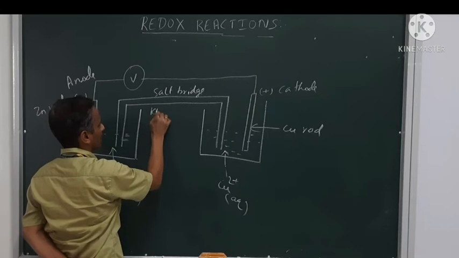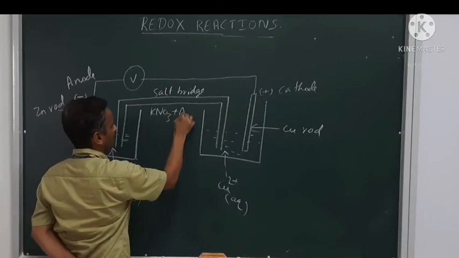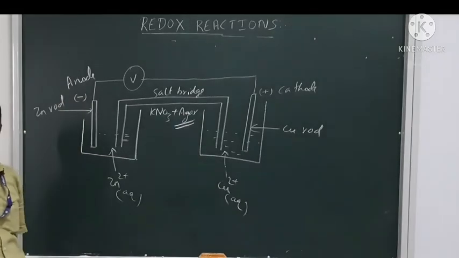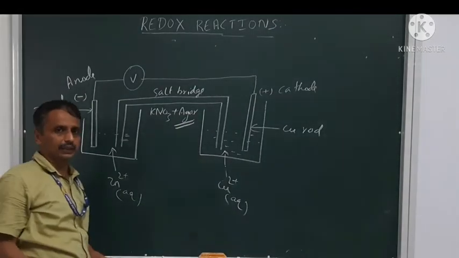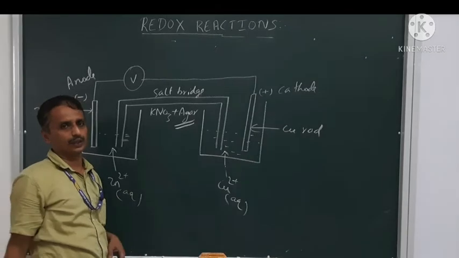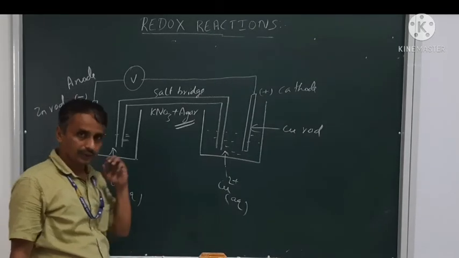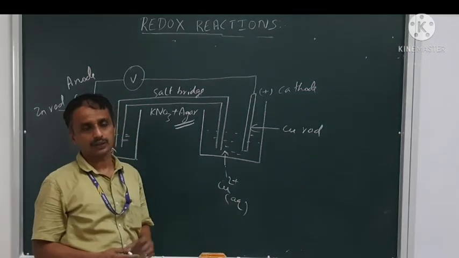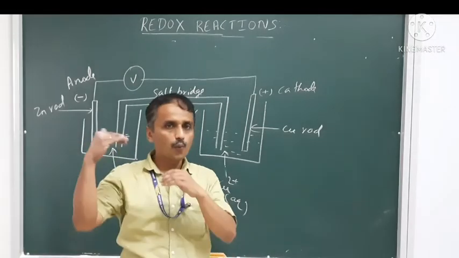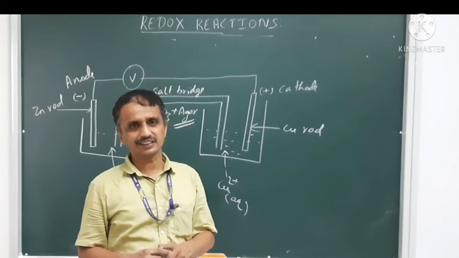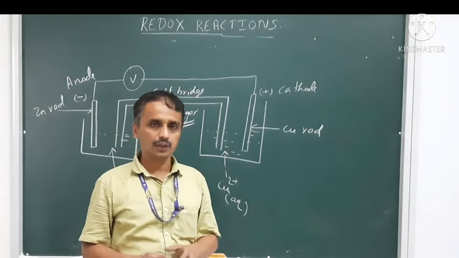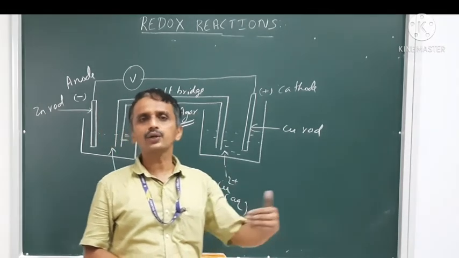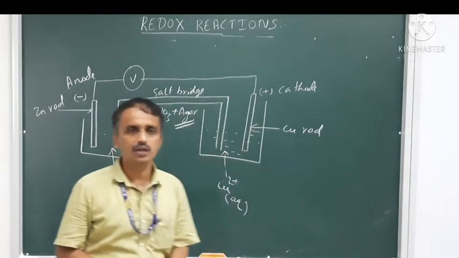The salt bridge contains either potassium nitrate or agar-agar gel, which is a colloid where the particle size will be 1 to 1000 nanometer. Less than 1 nanometer, we call it a true solution, particles like NaCl solution. More than 1000 nanometer particle size, then we call it a suspension. Whereas if the particle size is 1 to 1000 nanometer and a heterogeneous mixture, then it is called a colloid.